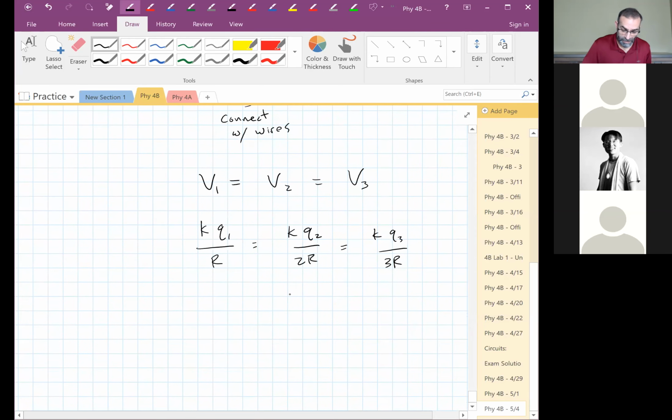So what we end up with, so these are some of our equations, right? So with this, and what else do we know? The total charge has to be the same. The charge couldn't just disappear, right, or appear. Whatever charge we started with, we have to end up with the same charge at the end. So it has to be 9Q total charge.